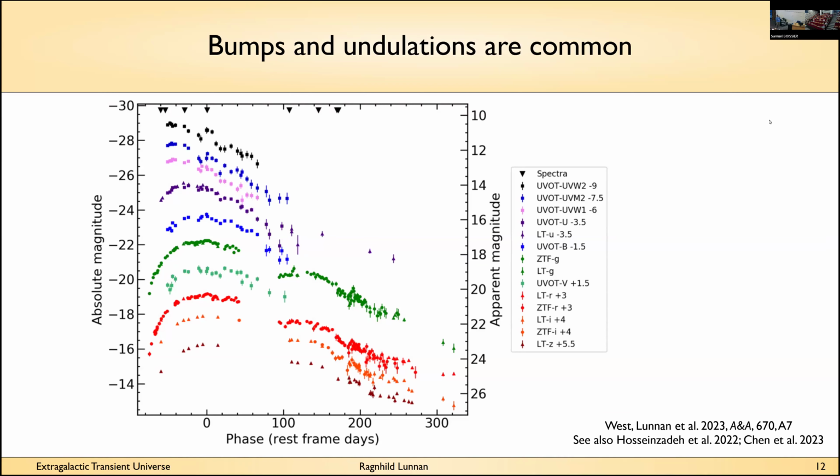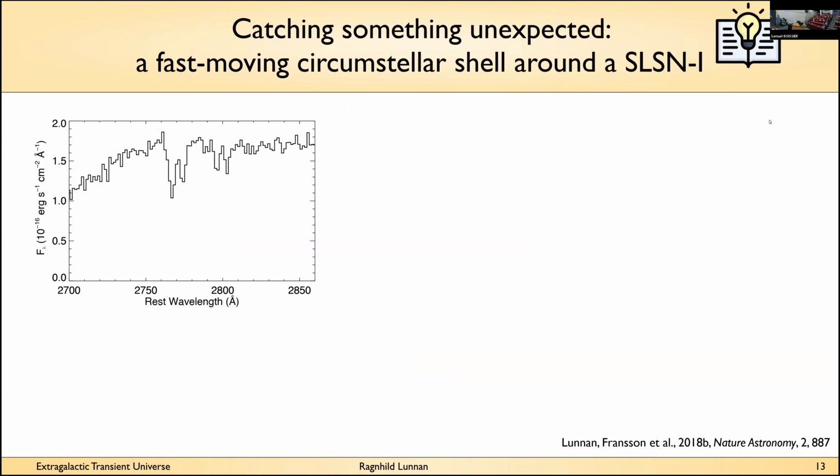Continuing on, one thing that can naturally make this is if you have some amount of circumstellar material that you're running into that's modulating your light curve. And continuing on the trend of circumstellar material, going back to Igor's point, I really liked the idea of catch something unexpected, and if you do, run with it. So this is an example of that.